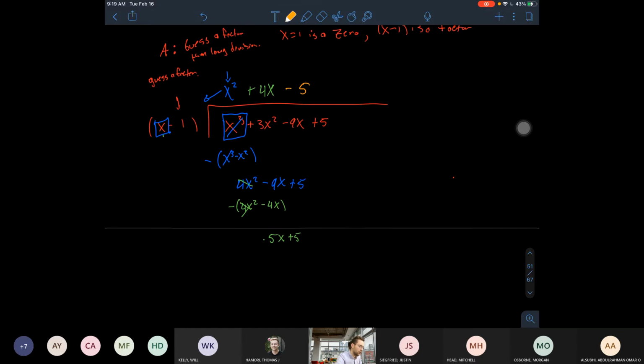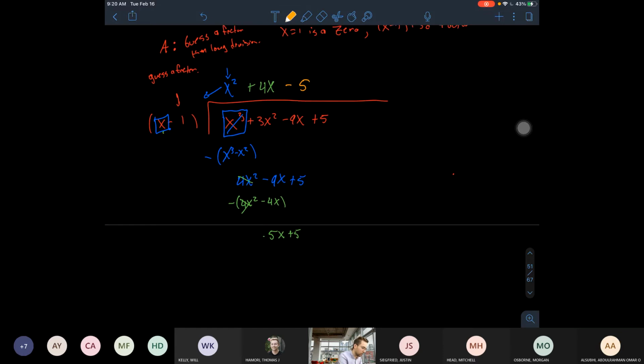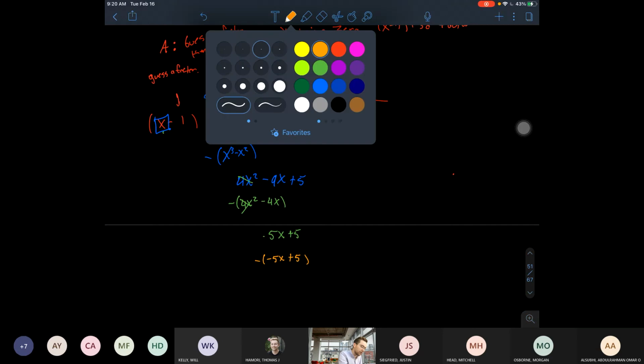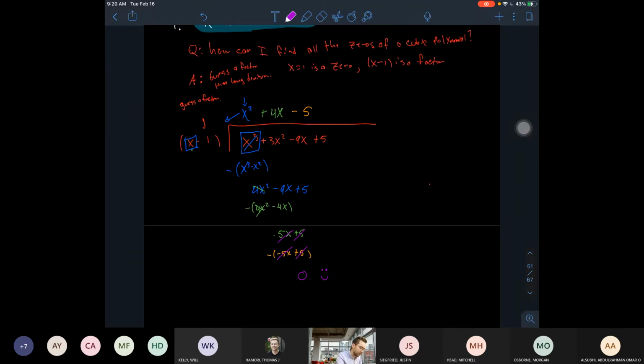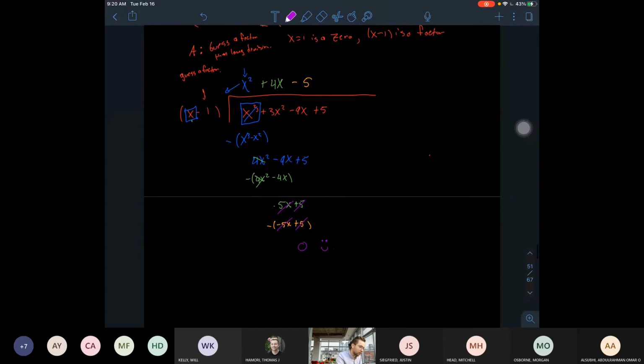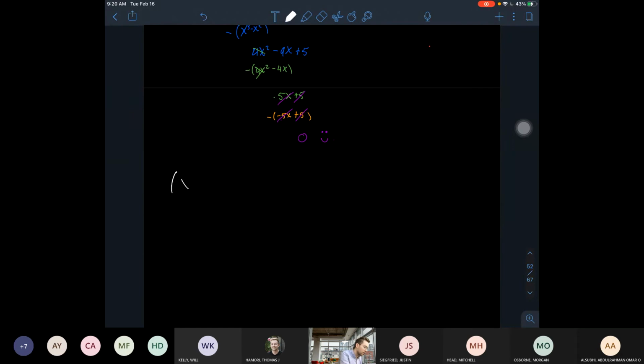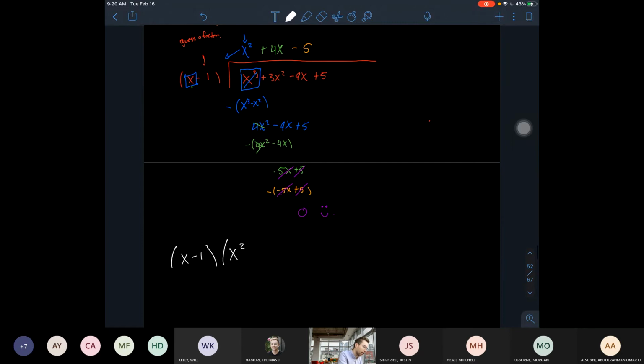Okay? So after I do minus 5, I get minus negative 5x plus 5. And the result is everything cancels, and we're happy. So what have I done? I've reduced the problem to x minus 1 times the quotient, x squared plus 4x minus 5, should be greater than 0.